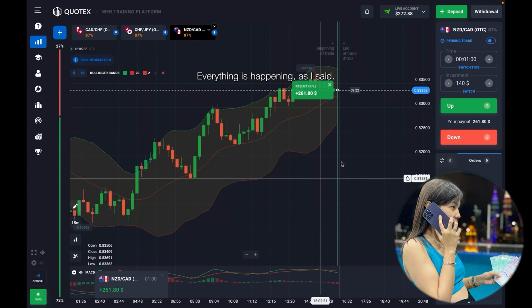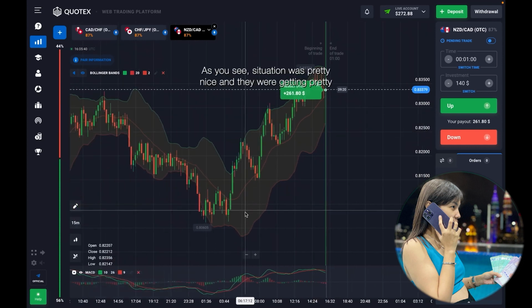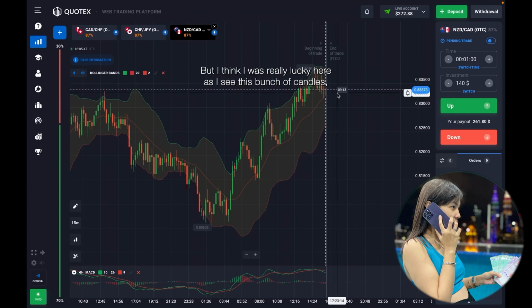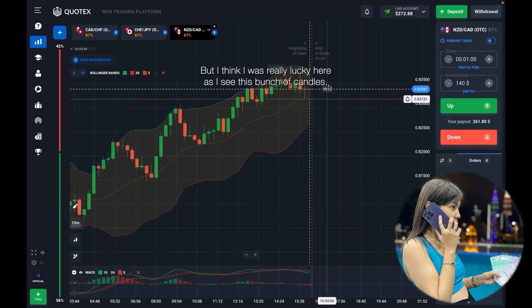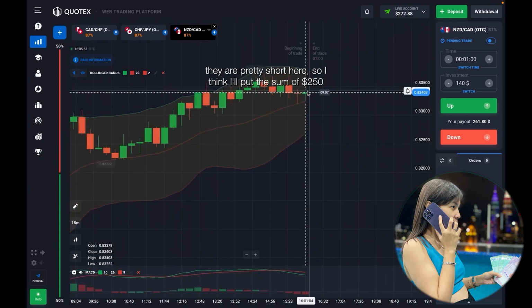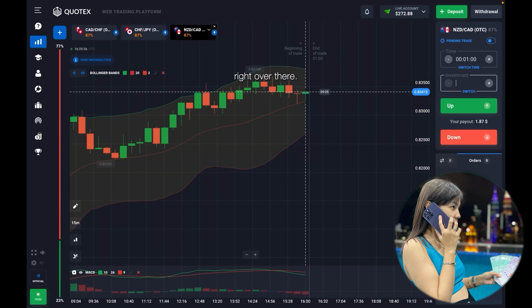Brilliant, guys. Everything is happening as I said. As you see, the situation was pretty nice and there were pretty small price fluctuations, but I think I was really lucky here as I see this bunch of candles. They're pretty short here, and I think I put the sum of $250 right out there, and it was a good test of this level. So here, guys, be ready for collapse right now.